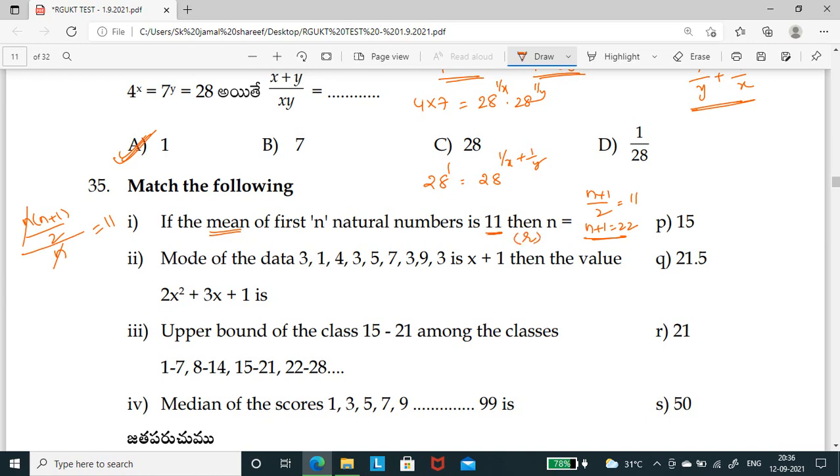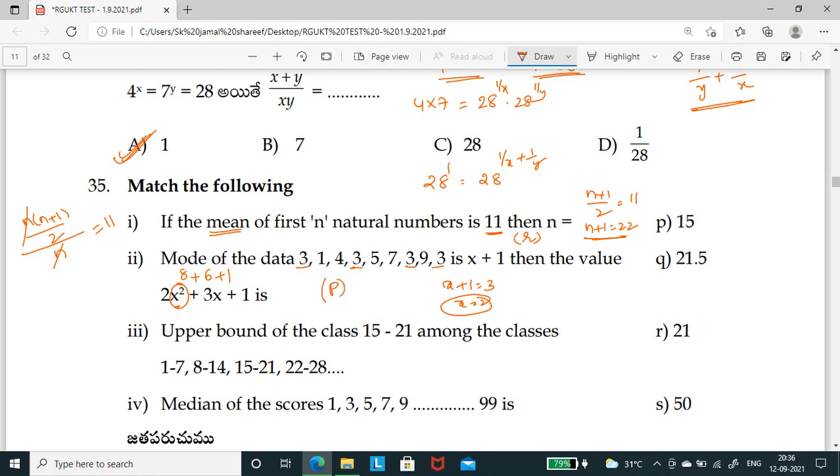Next, mode of this data is x plus 1. Now observe this, 3 3 3 3. So there are 4 threes. So clearly 3 will be my mode. And what he has given, x plus 1 is equal to 3, so x will be equal to 2. So when x is equal to 2, 2 square is nothing but 4, so 2 fours are 8, plus 3 into 2 is 6, plus 1. So 8 plus 6 is 14 plus 1 is 15. Hence this option is P.